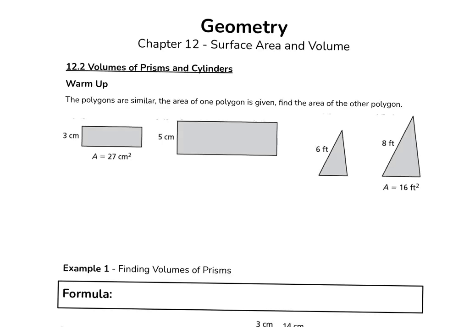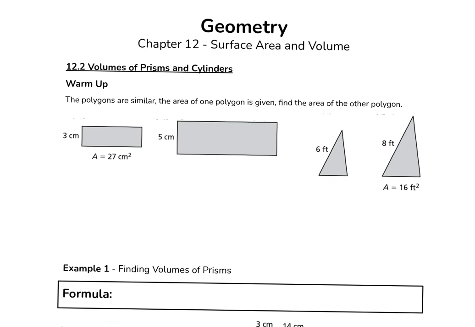We talked about similarity back in the first semester. We talked about what makes two figures similar. So as I look at these two rectangles or these two triangles, it tells me that they are similar. What does it mean when two figures are similar? What would be true about these two rectangles or these two triangles?